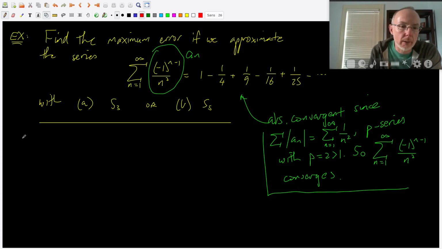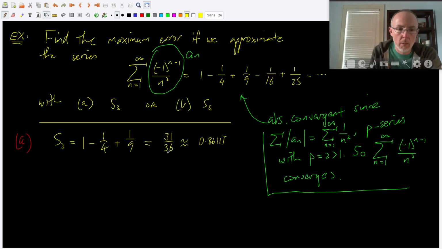So let's apply the inequality. We know what S sub 3 is. S sub 3 is the third partial sum, so it's 1 minus 1/4 plus 1/9. And the third partial sum is 31 over 36, or about 0.8611 recurring. Right, this 1 continues forever. So we've got the third partial sum.